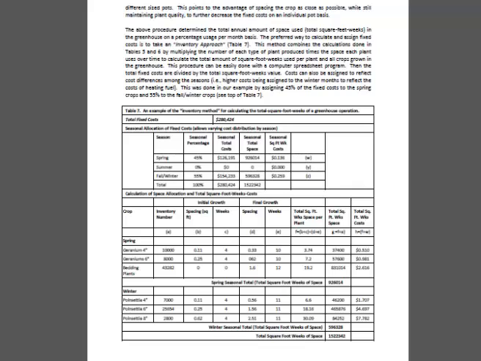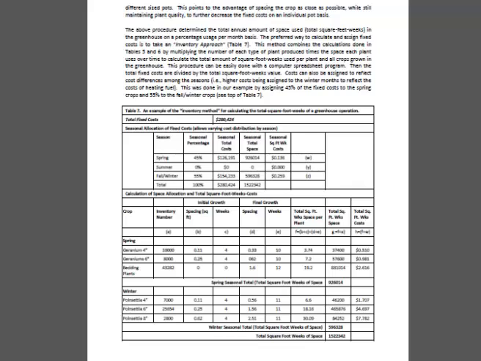Page 7 of your book shows an example of the inventory method for calculating total square feet weeks. The advantage to using this method as opposed to the previous is that this method takes into account different seasons. So as you can imagine, in the springtime of the year, your cost is probably going to be less than in the winter months because your heat bill is going to be less.